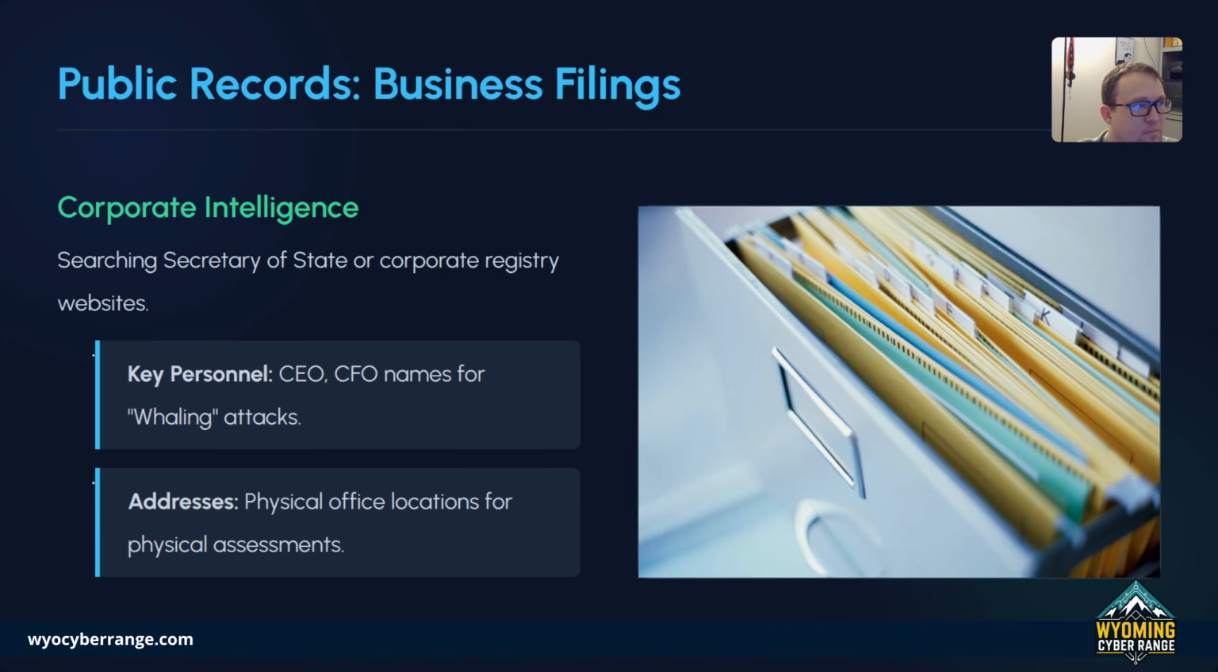I like to look at the public records filings. So Secretary of State filings are gold mines because you can find the names of the CEOs, CFOs, and basically anyone critical for whaling attacks, because most of the paperwork for the business gets scanned in and is publicly accessible on the Secretary of State website. But it also gives us other things like office addresses for physical assessments. So if you don't know exactly where somebody works, well, they probably put it on the paperwork.